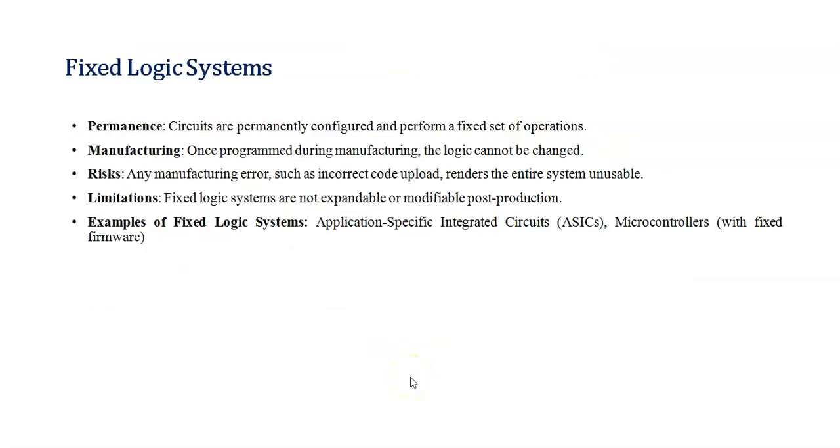Now, as we have seen programmable logic devices, what is meant by a fixed logic system? Previously we have seen that a PLD is reconfigurable; you are able to reprogram it again and again. But a fixed logic system has a circuit whose configuration is permanent. Its instructions perform only a fixed set of operations repetitively. Once manufactured and programmed, the logic cannot be changed, and that's why it is a fantastic asset for repeated tasks. Additionally, fixed logic systems are not expandable, and modification after production is not possible.